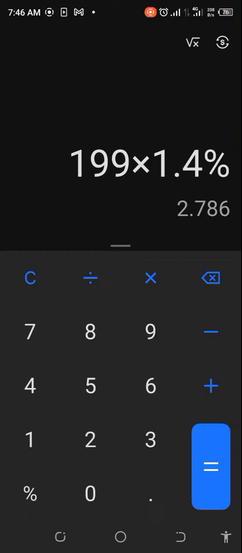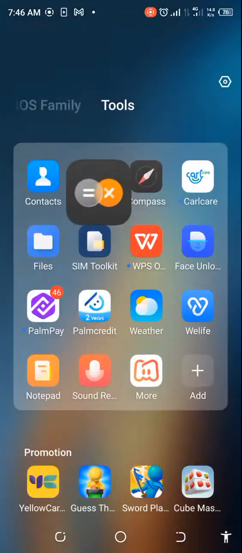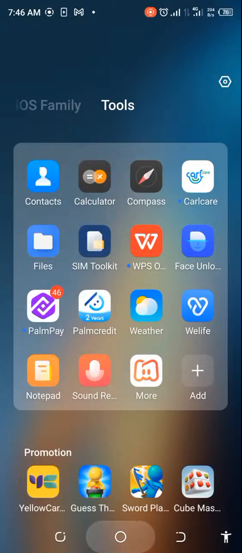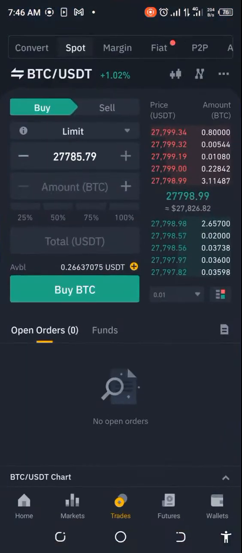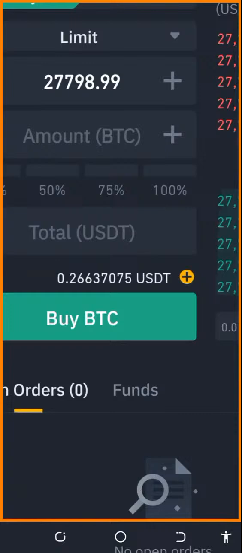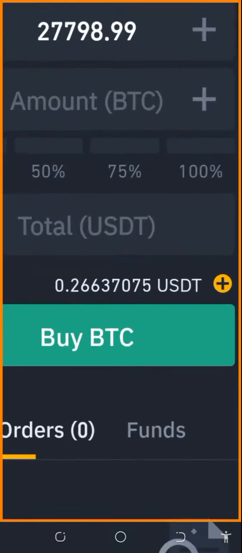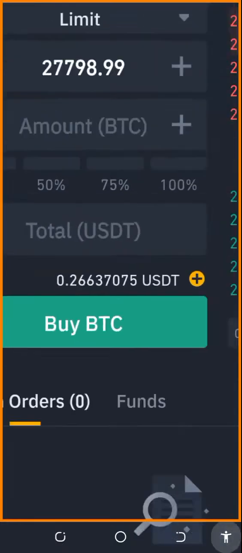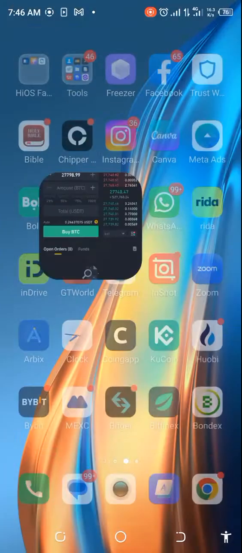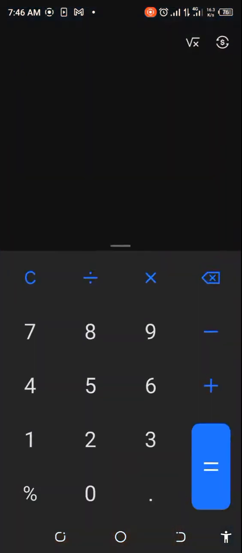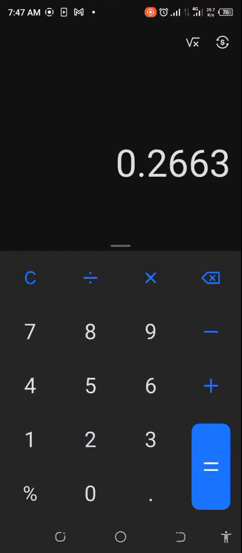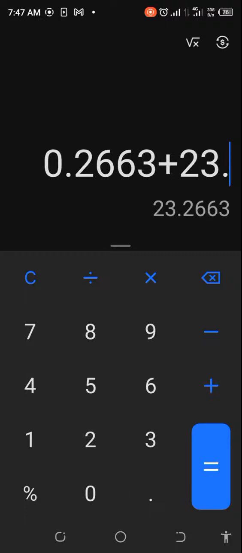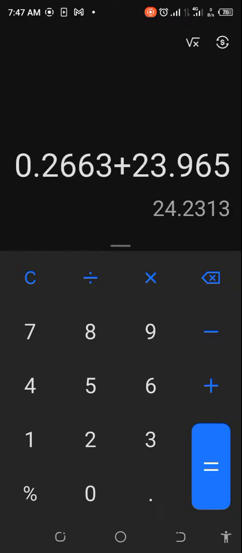So let's now go back to the global amount. The global amount really is, we have to add what we've made, plus what is in Binance. So what do we have left in Binance? We have 0.2663. So let's take that and add that. So what did we make entirely? We eventually have, let's add our 0.2663 to our 23.9658. What was that?